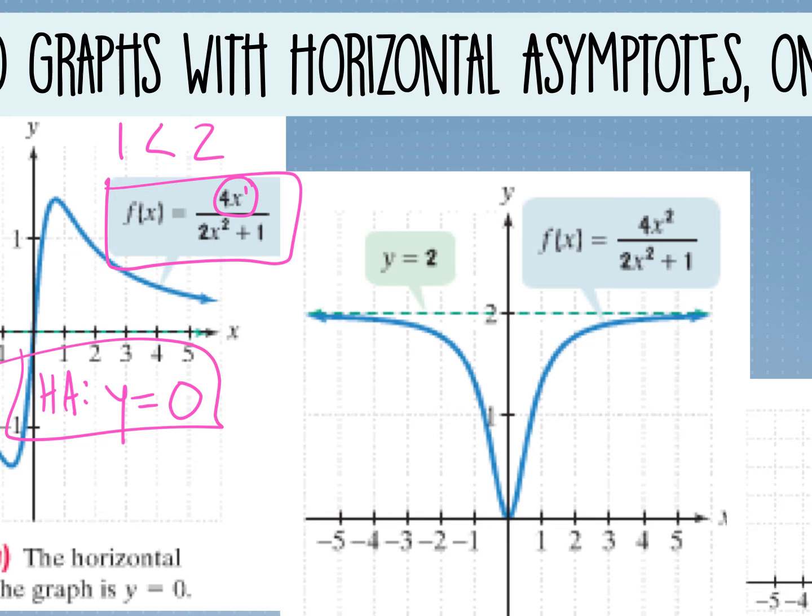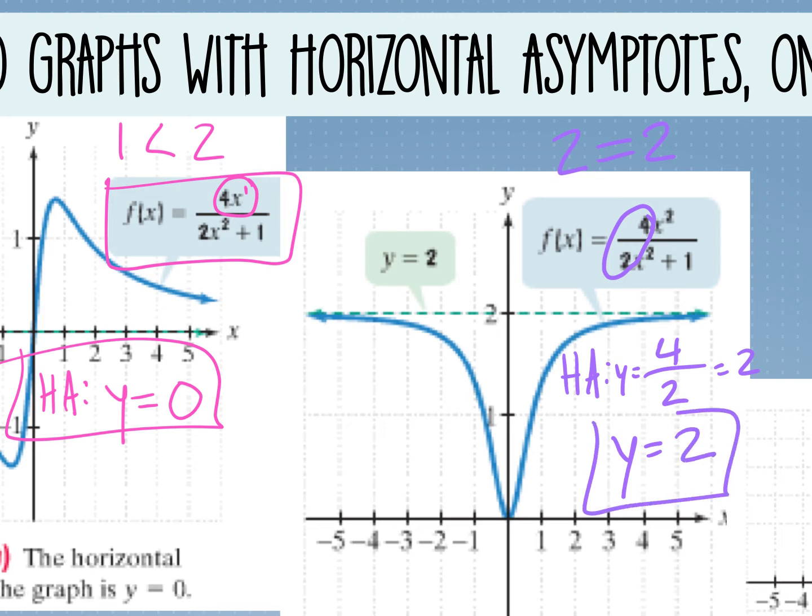For the next one, again, we're looking at the degrees here. So what's the degree of our numerator? 2. And what's the degree of our denominator? 2. Is 2 greater than, less than, or equal to 2? Equal. So what happens when they're equal? You take the coefficients and put them over each other. The one that's on top is already on top, so you just make a little fraction with it. So we have 4 over 2. This would simplify to 2. So our horizontal asymptote is y is equal to 2.